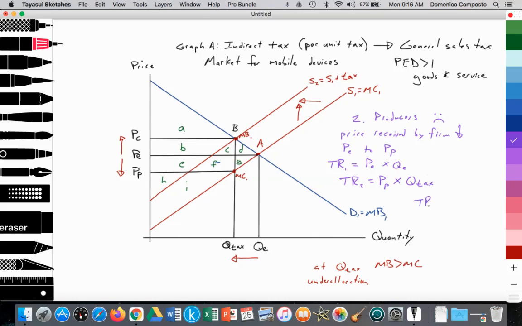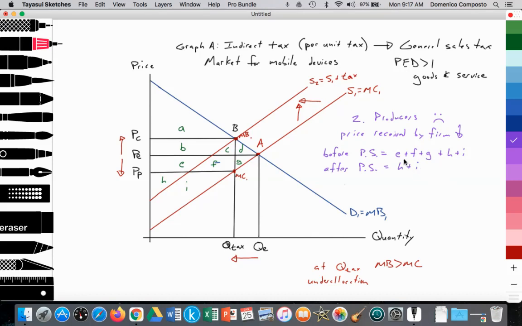So we can state that total revenue 1 is greater than total revenue 2 for the firm, so they're generating less revenue, they are worse off. We can also mention the producer surplus. Before the tax, producer surplus was equal to areas E plus F plus G plus H plus I. And then after, producer surplus becomes areas H plus I.